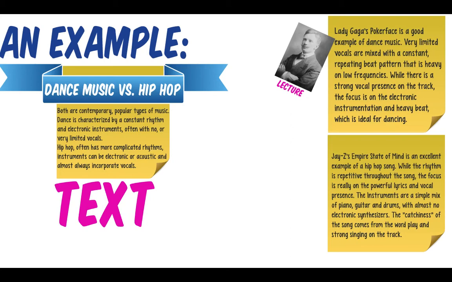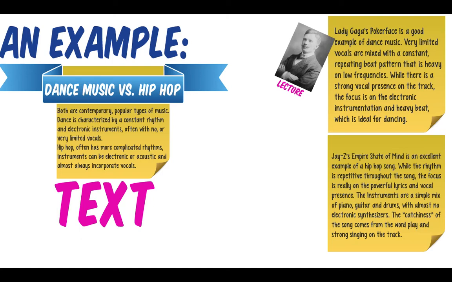On the other hand, Jay-Z's Empire State of Mind is an excellent example of a hip-hop song. While the rhythm is repetitive throughout the song, which is not typical of hip-hop, this is still a hip-hop song because the focus is really on the powerful lyrics and the vocal presence. The instruments are a simple mix of guitar, piano, and drums with almost no electronic synthesizers, and the catchiness of the song comes from the wordplay and the strong singing on the track.